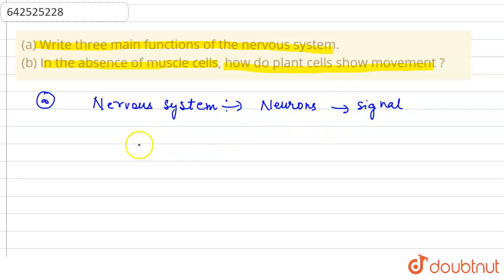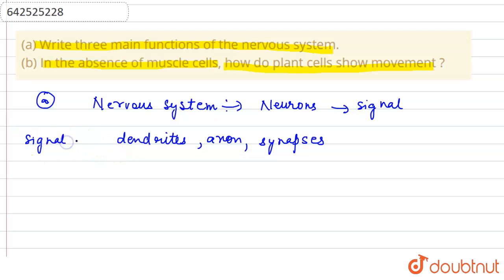Neurons have dendrites in their structure. We also have axons, and the axons end in terminal synapses. One neuron receives the signal through its dendrites, and it transfers the signal through the synapse to the dendrite of the next neuron. This is how the functioning goes.